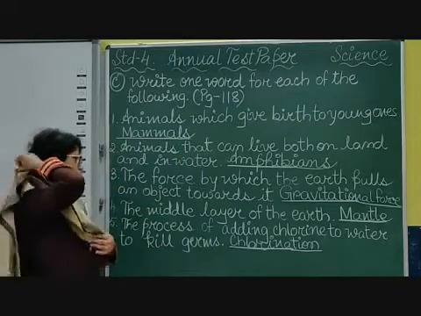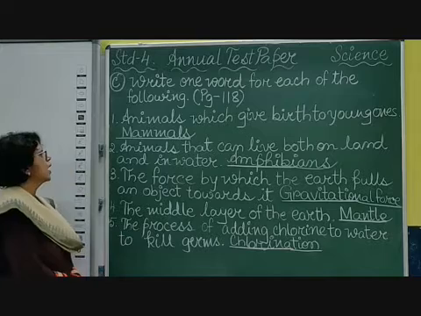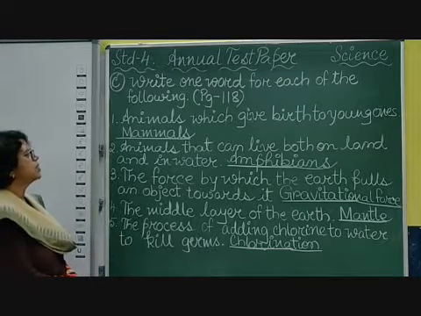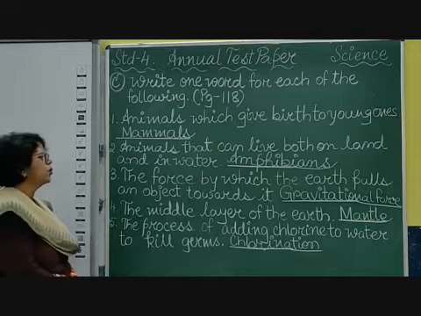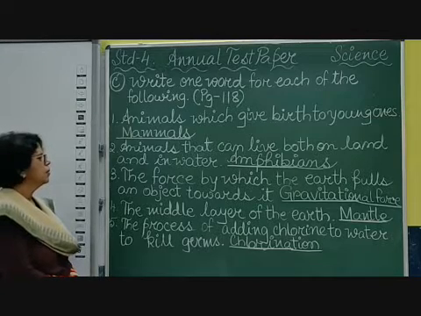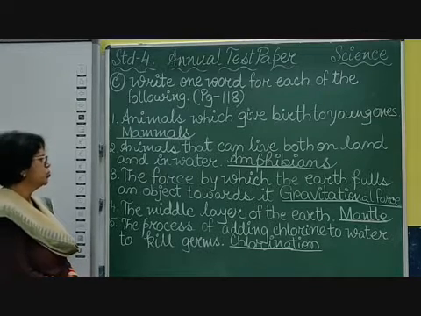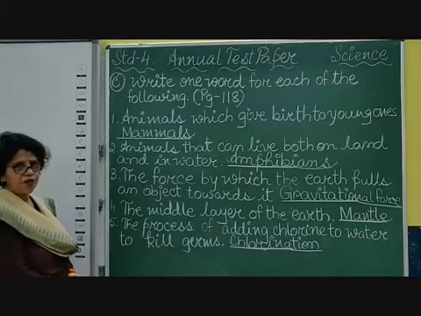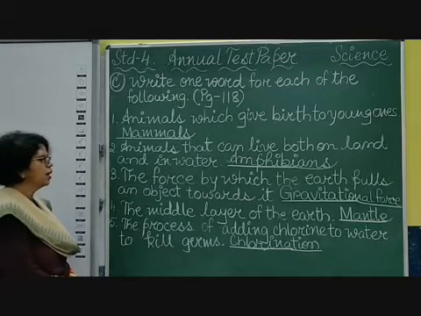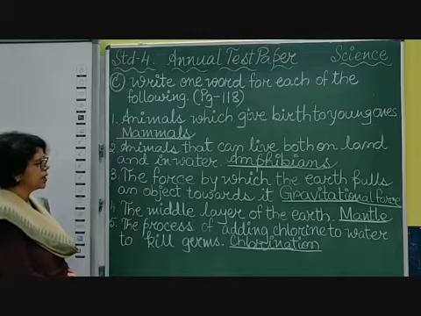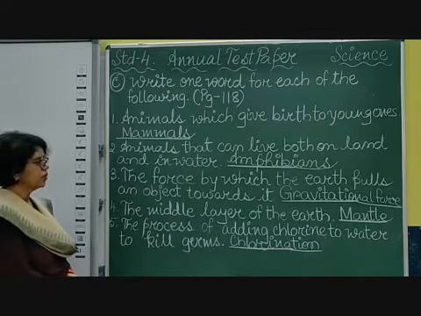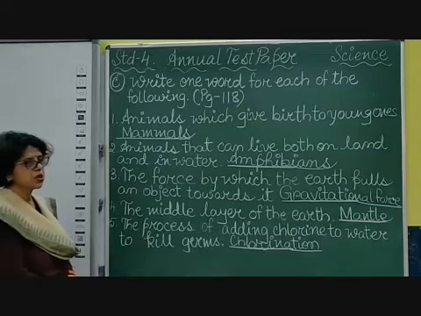C-H-L-O-R-I-N-A-T-I-O-N, chlorination. So our answers: animals which give birth to young ones, mammals. Animals that can live both on land and in water, amphibians. Number 3, the force by which the earth pulls an object towards it, gravitational force. The middle layer of the earth, mantle, and the last one, the process of adding chlorine to water to kill germs is called chlorination.